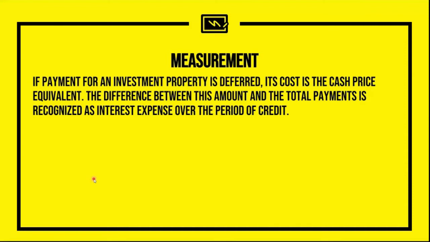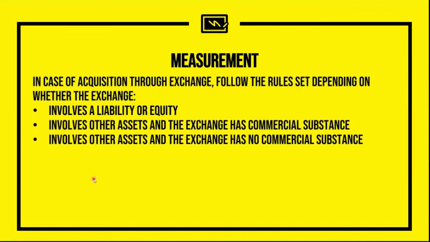So that's basically how it works. Next, in the case of acquisition through exchange, okay? So meaning, either you will acquire an investment property and you're going to exchange another asset, you're going to exchange a liability or a financial liability, or it is going to be an exchange of equity, then you need to follow the guidelines provided by the standard.